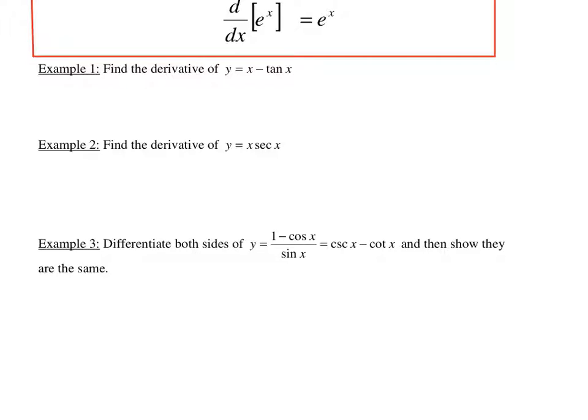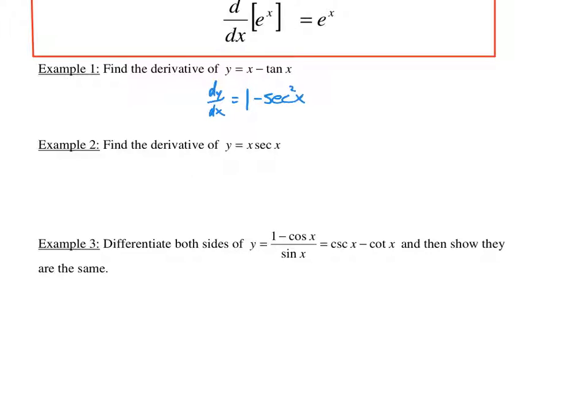Yeah. So now that we know those rules, we can now find derivatives of an increasing number of functions here. Okay, so we have the derivative of y equals x minus tangent of x. So dy dx is the derivative of x is 1 minus, what's the derivative of tangent? Secant squared. Okay? What's 1 minus secant squared?